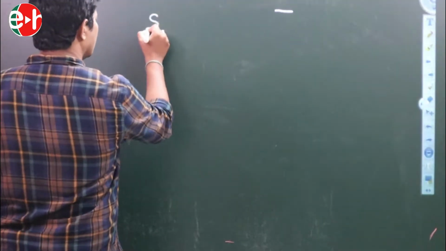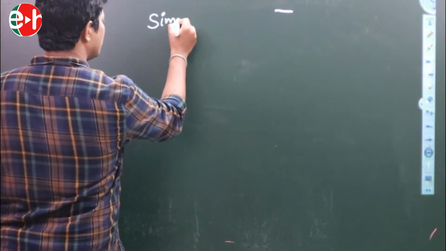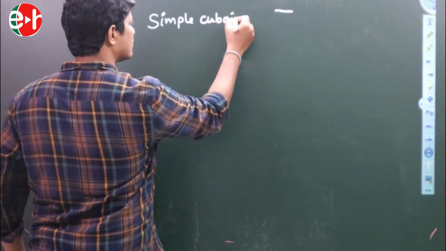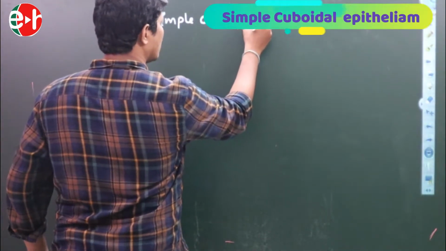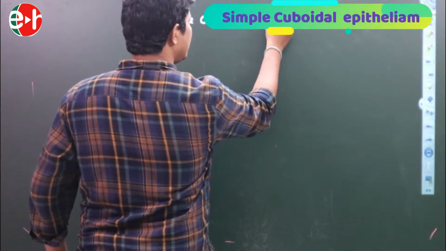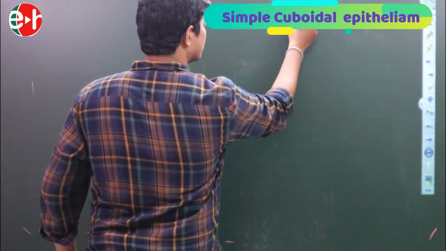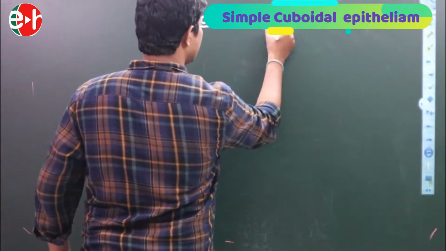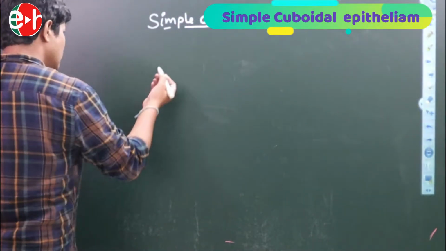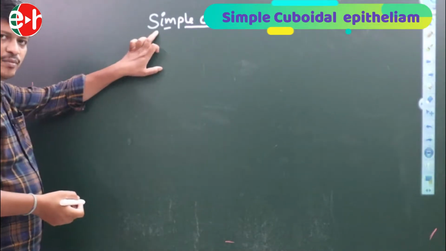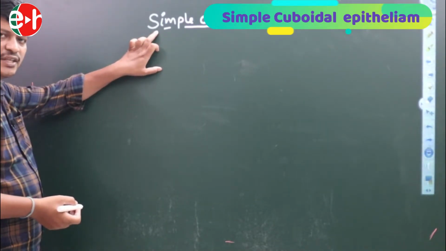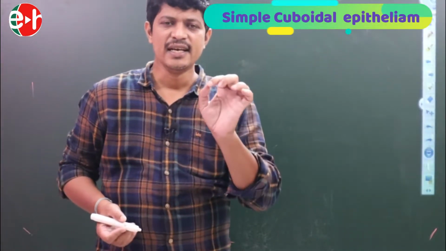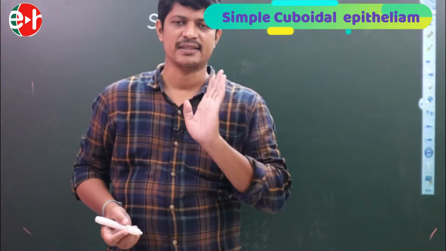The next one is simple cuboidal epithelium. We have already discussed simple epithelium: it is a single layer of cells.